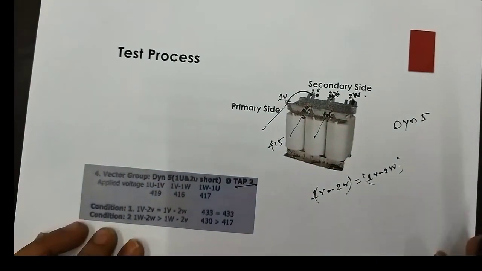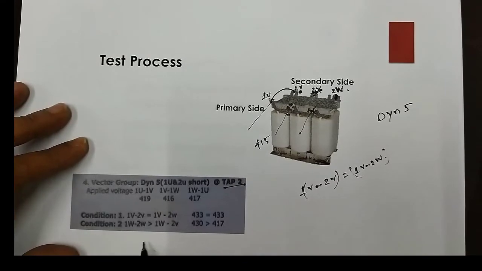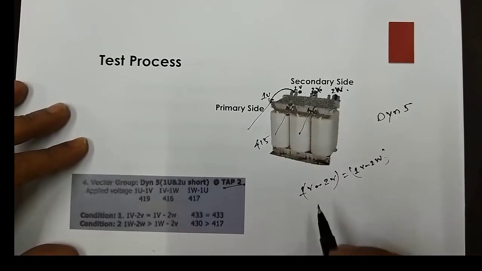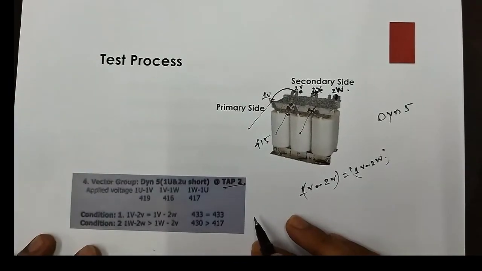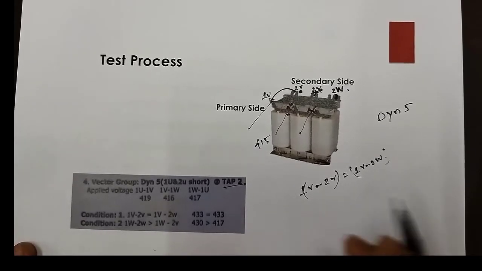You can see here. If these two conditions match, then you can understand that your vector grouping is fine.